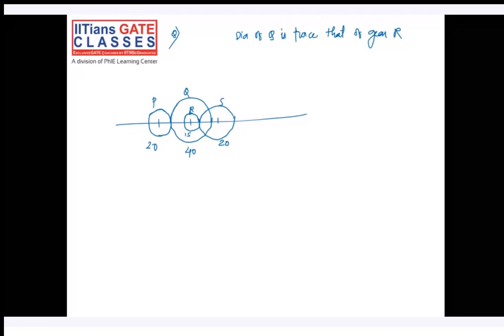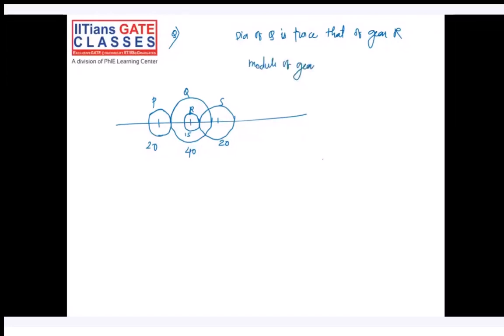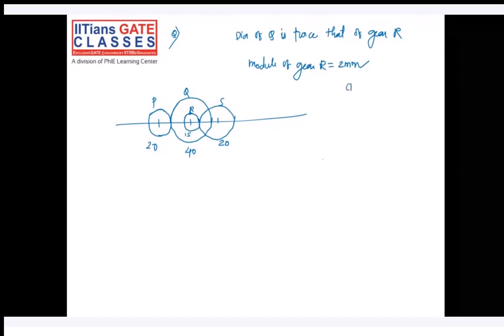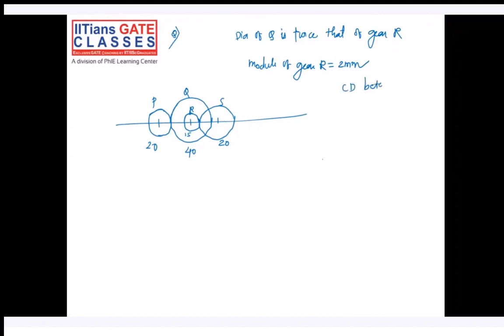If the module of gear R is 2 mm, the center distance in millimeters between P and S is... So you are supposed to find out this distance. Center distance between P and S. I'll repeat the question.